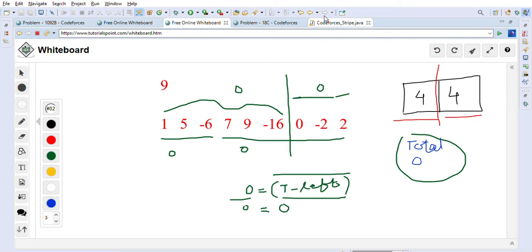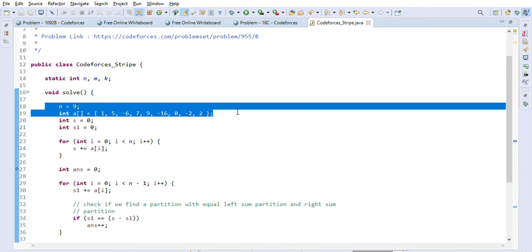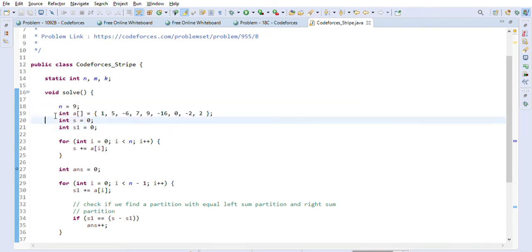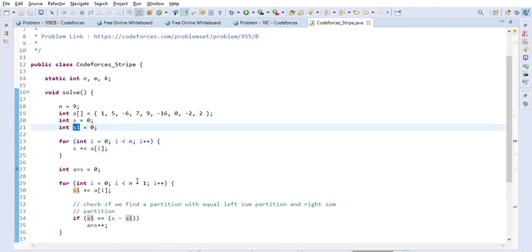So let's look into the Java code. After this, the logic is very simple. This is the example that we just saw here, and this is the input that is given to us. We will take S as the total sum. So we will first calculate the total sum here, right? We'll iterate through the array and calculate the total sum, and then S1 is our left sum, right? So left sum.